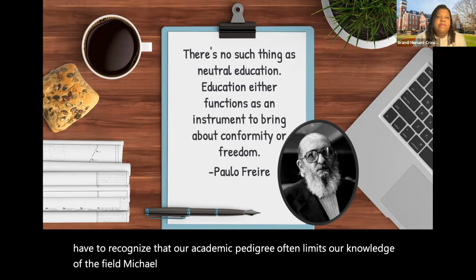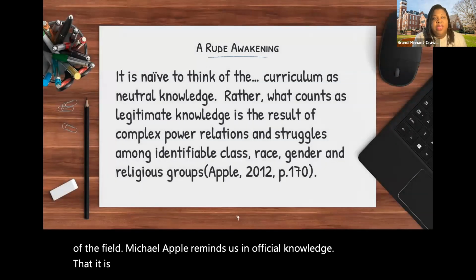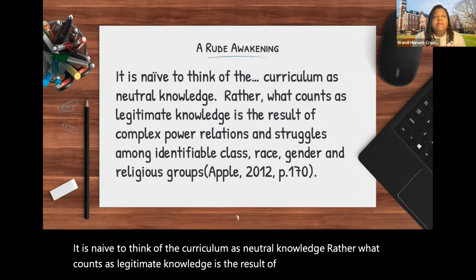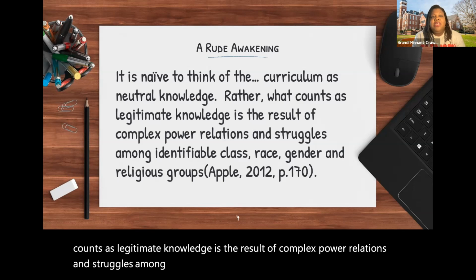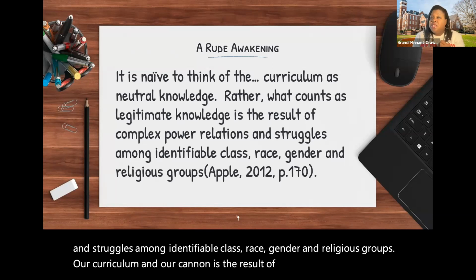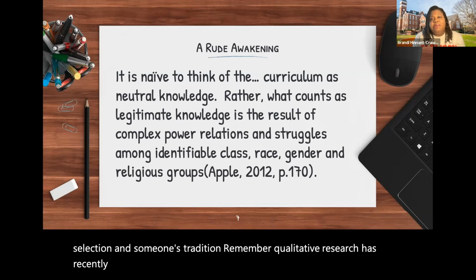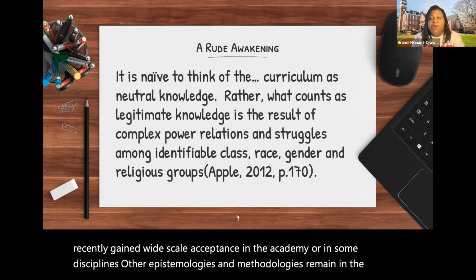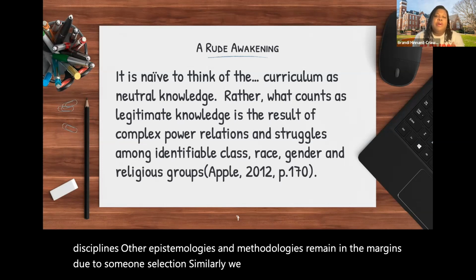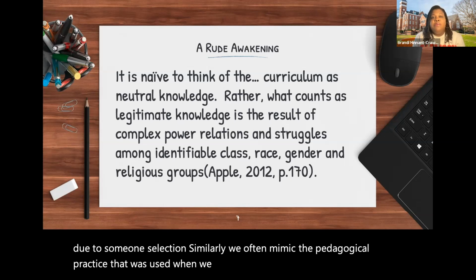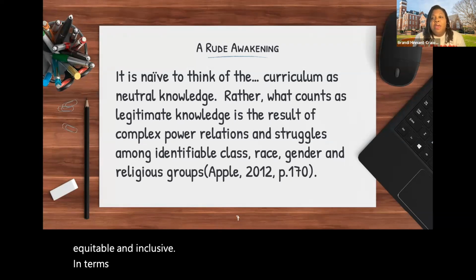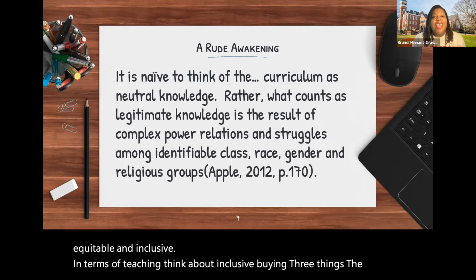Michael Apple reminds us in Official Knowledge that it is naive to think of the curriculum as neutral knowledge. Rather, what counts as legitimate knowledge is the result of complex power relations and struggles among identifiable class, race, gender, and religious groups. Our curriculum and our canon is the result of selected tradition, someone's selection and someone's tradition. Remember, qualitative research has recently gained wide-scale acceptance in the academy or in some disciplines. Other epistemologies and methodologies remain in the margins due to someone's selection. Similarly, we often mimic the pedagogical practice that was used when we were students. So to be equitable and inclusive in terms of teaching, think about inclusifying three things: the content, the context, and the pedagogy.